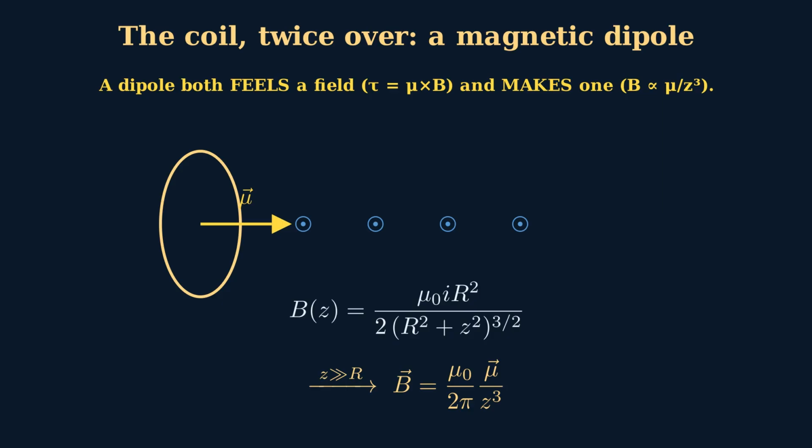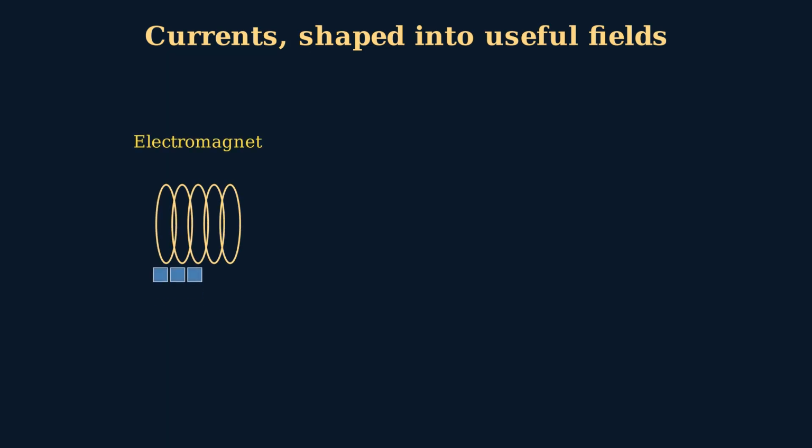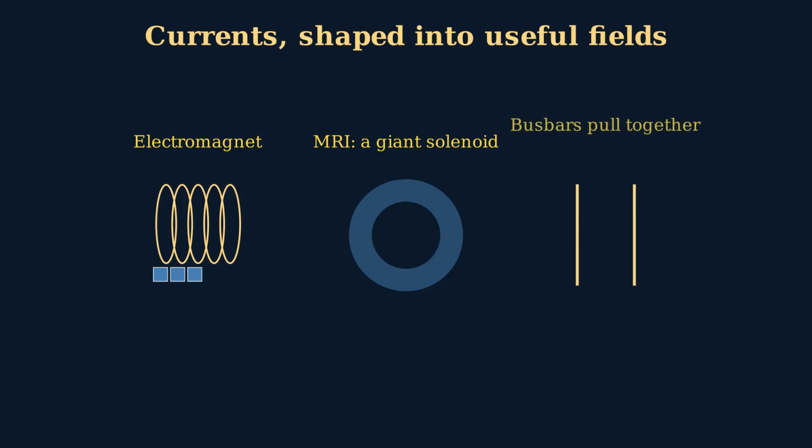Why master all this? Because shaping currents is how we build the fields the modern world runs on. A solenoid with an iron core becomes an electromagnet strong enough to lift a car, and you can switch it off to drop the load. An MRI scanner is a superconducting solenoid wrapping you in a field tens of thousands of times the Earth's, uniform by design, just as the formula promised. And in a power station, the parallel current force is real and large. Fault currents can wrench heavy busbars together, so switchgear is braced against the very force we just derived.